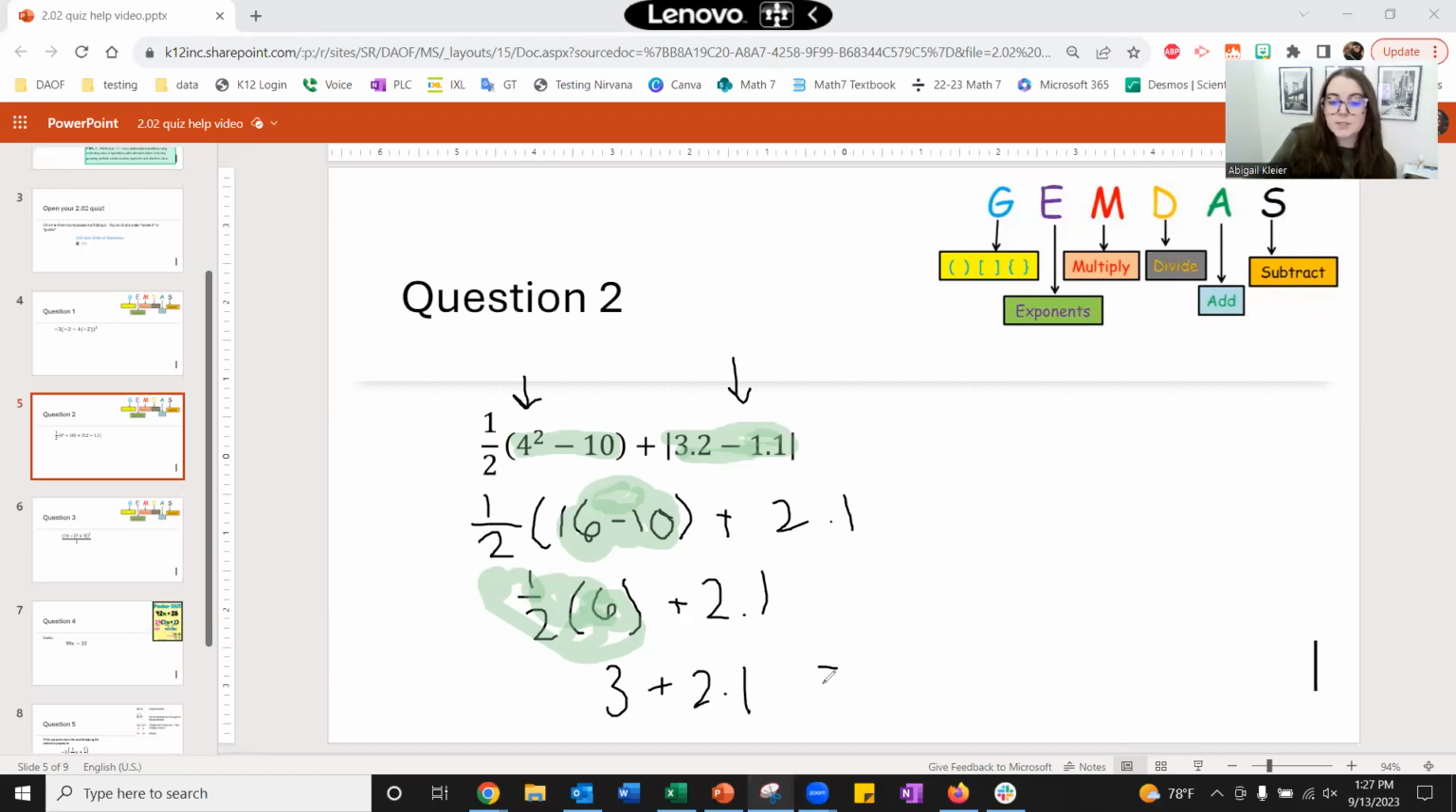I'm down to just one step. 3 plus 2.1 is 5.1. So again, go step by step, follow those instructions, and you will find the correct answer. Keep yourself organized.